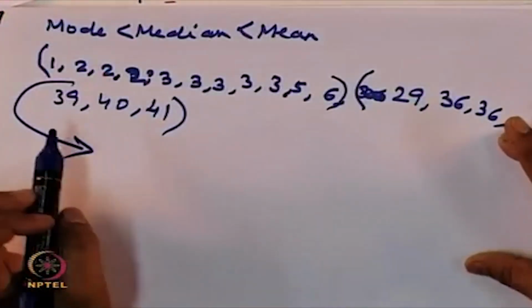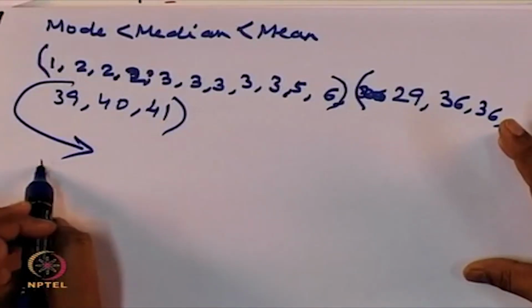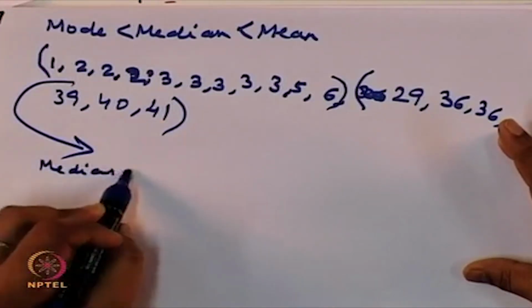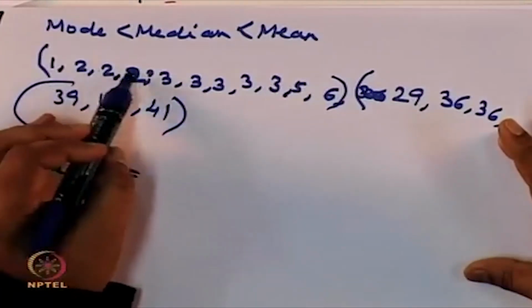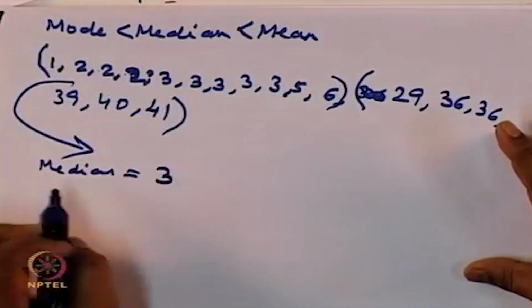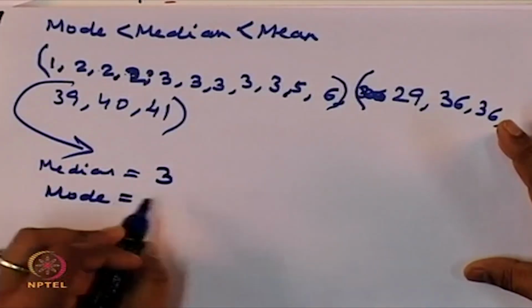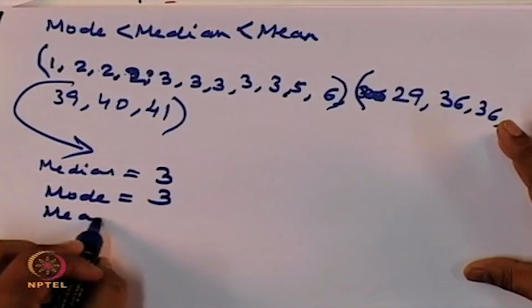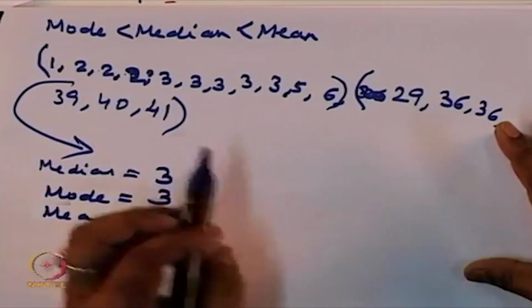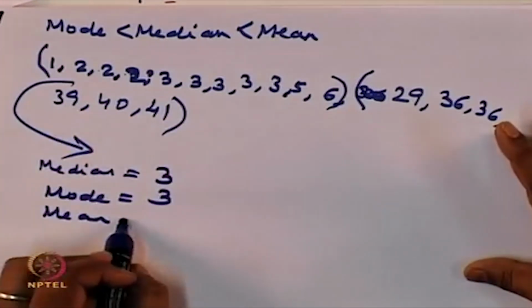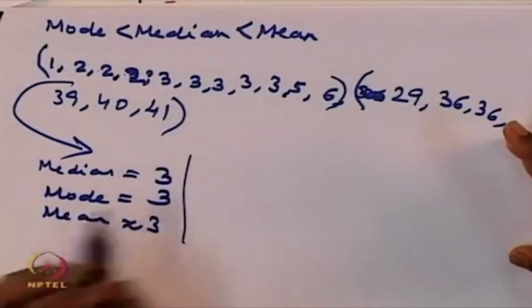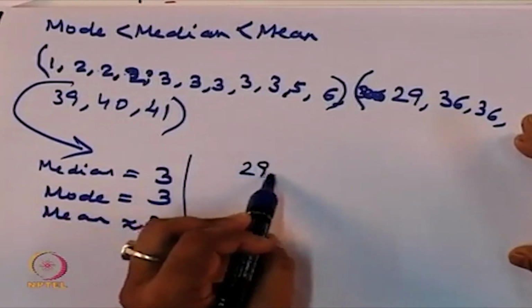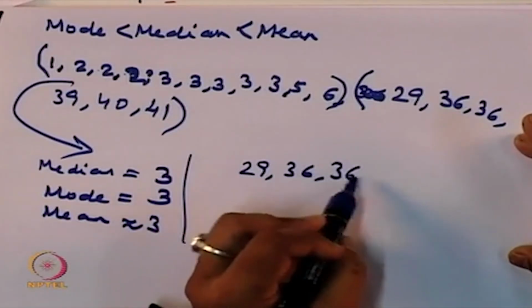In fact, if I were to group them separately, for this group I can work out my median: 1, 2, 3, 4, 5, 6, 7, 8, 9, 10, 11, 12. So, median is 3, mode is 3, and mean will of course be slightly greater than 3, because it will be approximately 3 only, slightly higher than 3. And for this set you have numbers 29, 36, 36, 39, 40, 41.